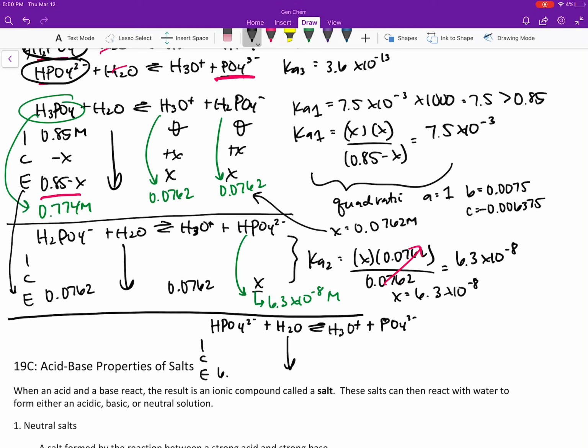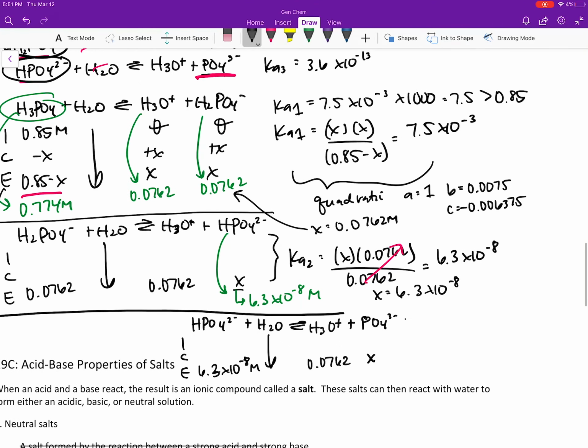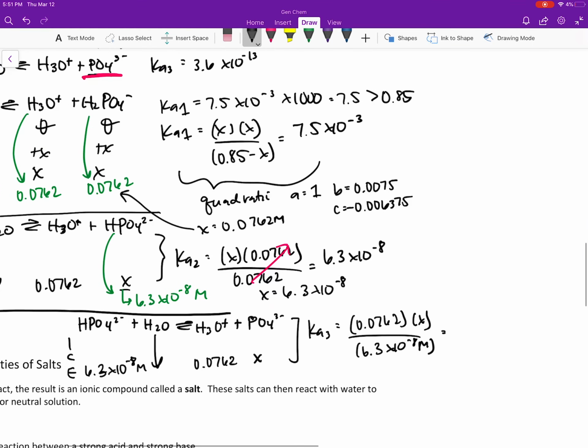I know the concentration of my HPO4 2- because I just solved for that. I know my concentration of my hydronium because I solved for that up in the very first ice table. And the only thing I don't know is what my PO4 3- is equal to. So I'm going to set this up as Ka3, 0.0762 times x divided by my reactant value. Set that all equal to Ka3.